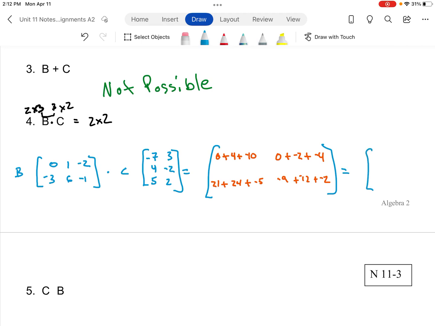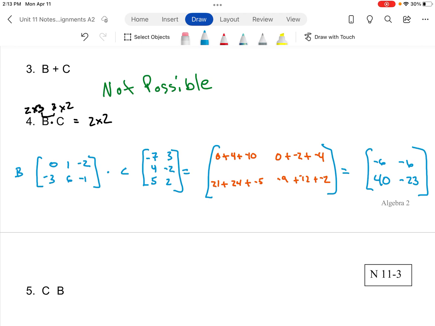So 0 plus 4 plus -10 is -6. 21, 24, -5 gives me a positive 40. I've got negative 2, negative 4 is negative 6, and then negative 9, negative 12, and negative 2 is negative 23. Okay, and that's the final answer for number 4. All right, fun stuff, multiplying matrices.